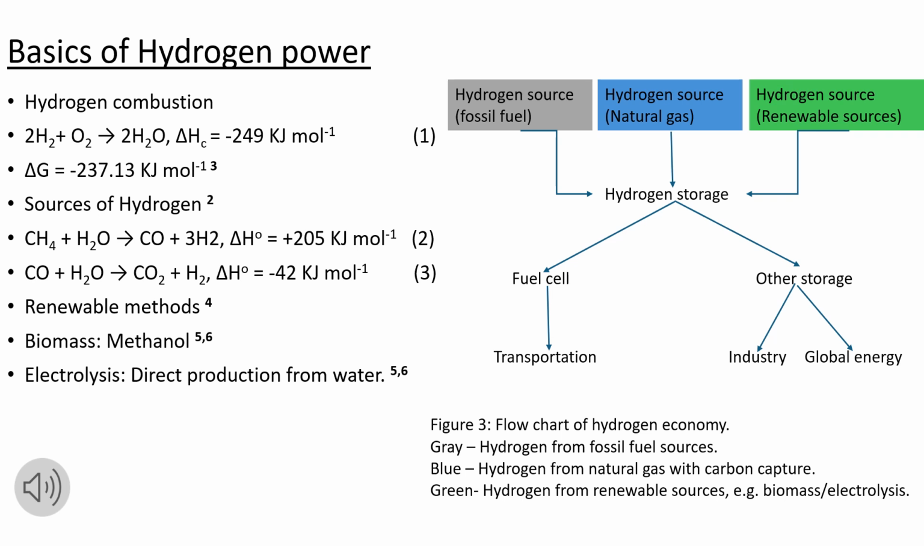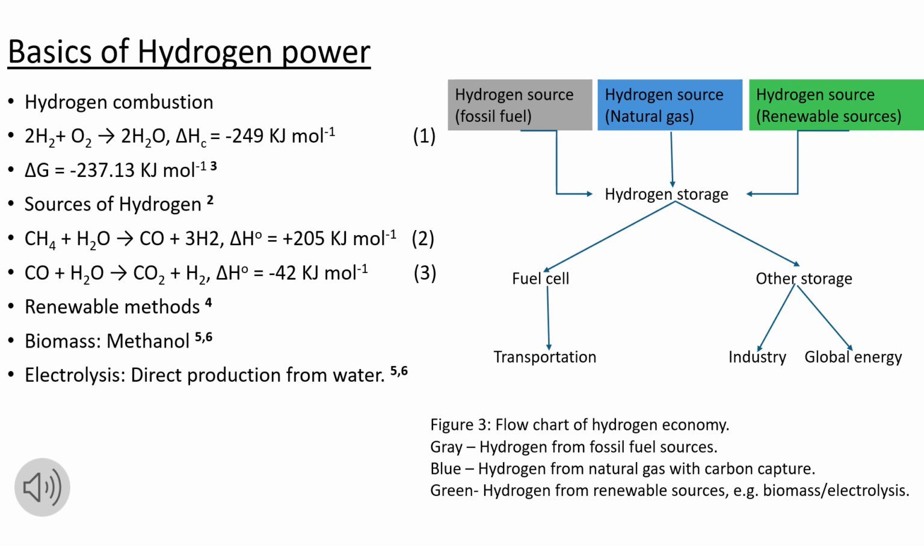Energy from hydrogen power is obtained through combustion of hydrogen, shown in equation 1 on screen. The hydrogen used for this may come from various sources, though the traditional source is the steam reformation reaction and the accompanying shift reaction, shown as equations 2 and 3 on screen.